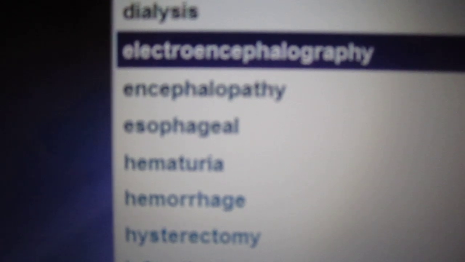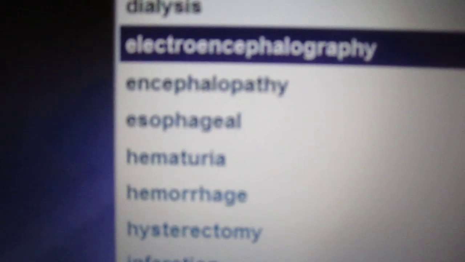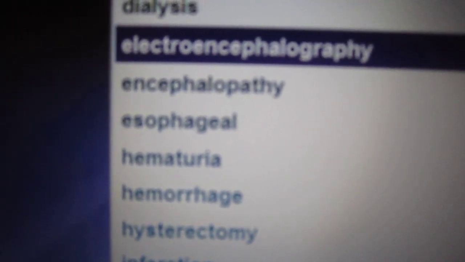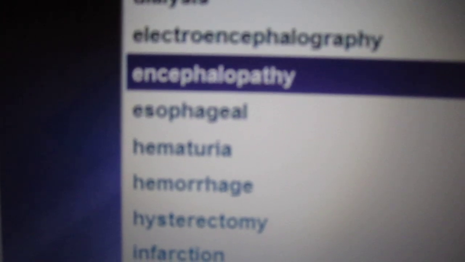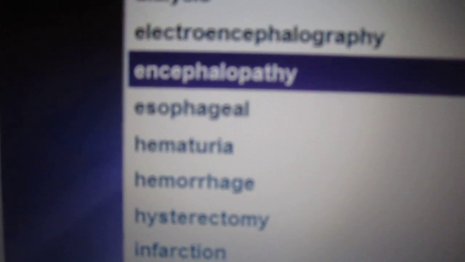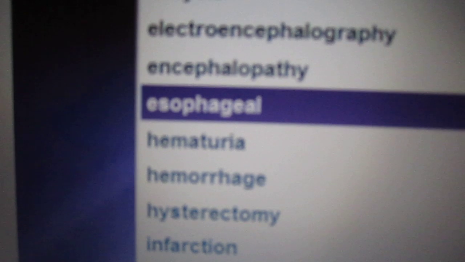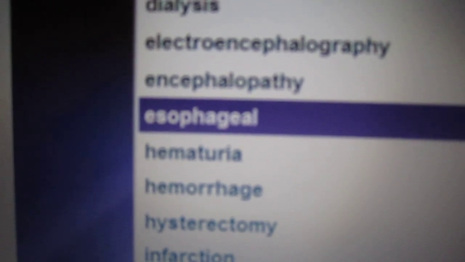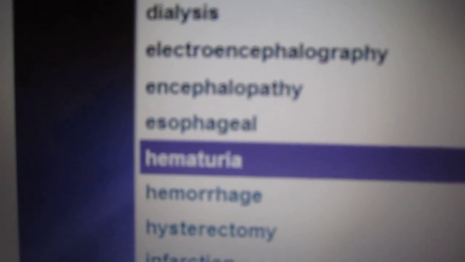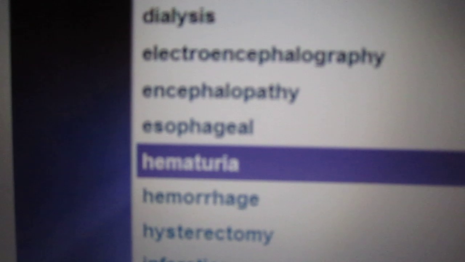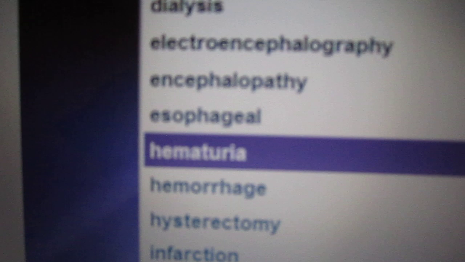Electroencephalography. Graphy, G-R-A-P-H-Y, means process of recording. Electroencephalography is the process of recording the electricity in the brain. Encephalopathy. Encephalopathy is disease of the brain. Esophageal. Esophageal means pertaining to the esophagus. Hematuria. Hematuria is blood in the urine. Blood appears in the urine as a result of injury or disease of the kidneys, ureters, bladder, or urethra.